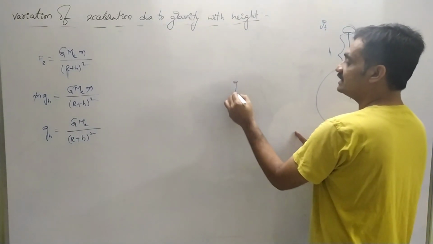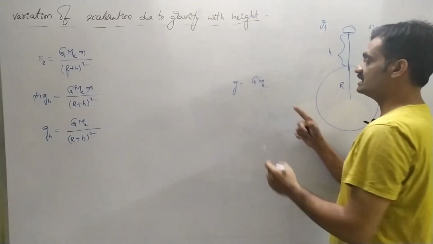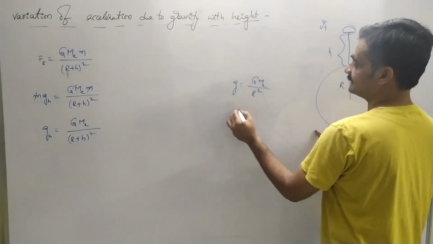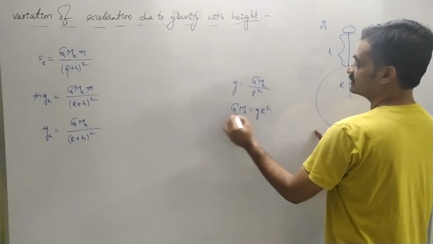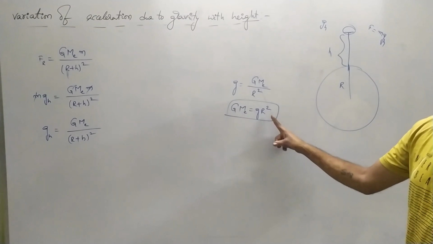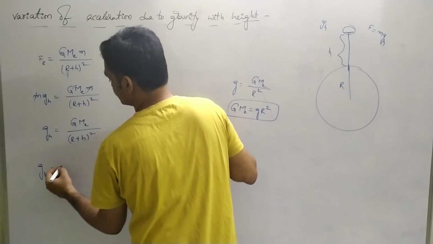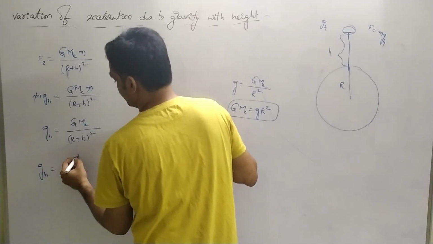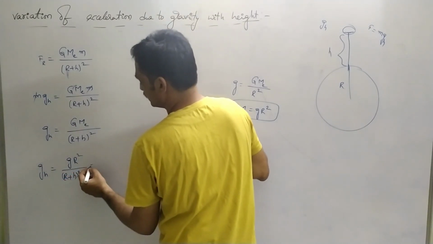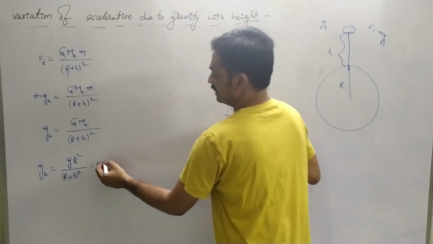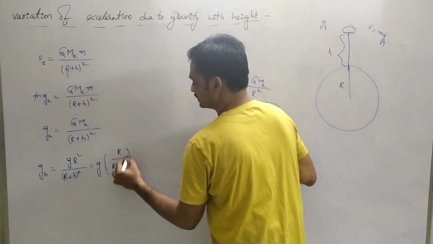Already we had represented the relation between small g and capital G, and it is given as g = G M_e by r squared. Then G M_e = g r squared. So in the place of G M_e, we can represent g r squared. Substituting this value here, g_h = g r squared by (r + h) whole squared, or we can also represent this expression as g into [r by (r + h)] whole squared.